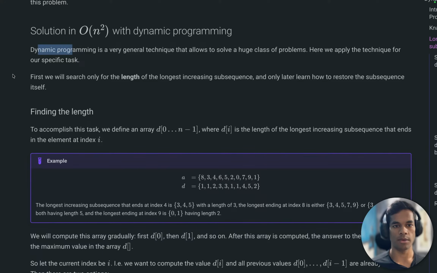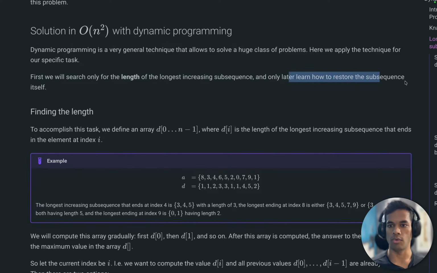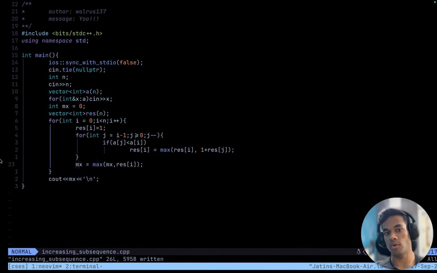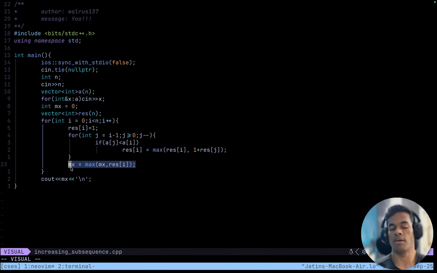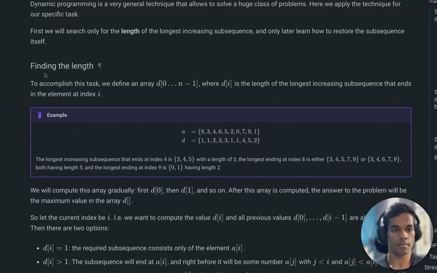Yeah. So dynamic programming is a very general technique that allows us to solve a huge class of problems. Here we apply the technique for our specific task. First, we search only for the length of the longest increasing subsequence and later learn how to restore the subsequence itself. Okay, we can also construct the subsequence if we want. We can have another array which would tell us with which number we paired up this current number, and that would be nice.